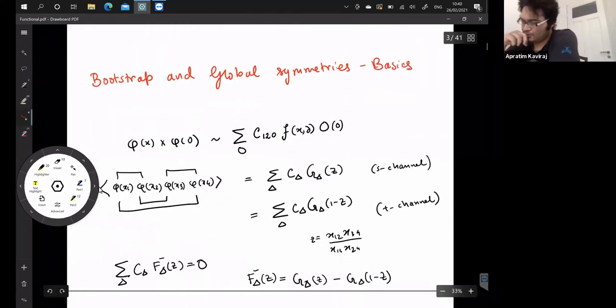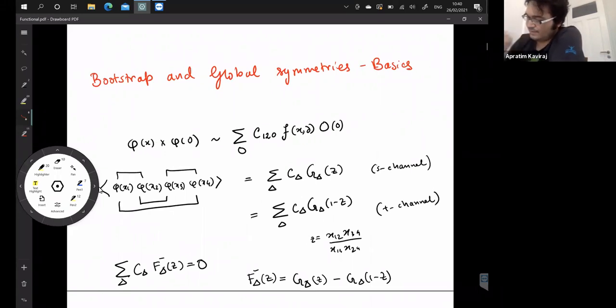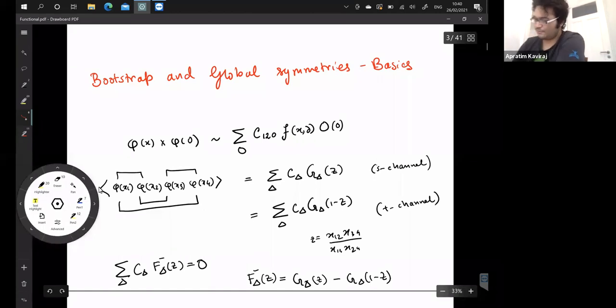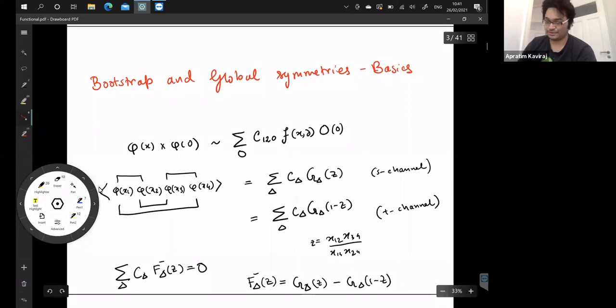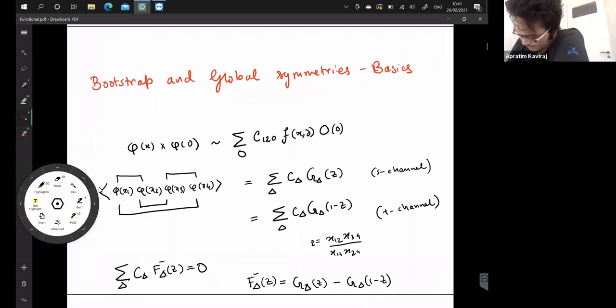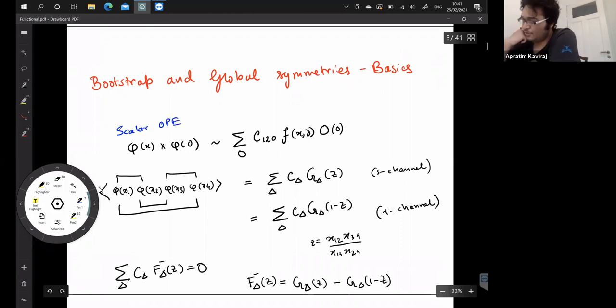Okay, so some basics of Bootstrap and global symmetries. I'm sure that many of you have seen these things in a lot of other talks, but still it's a mandatory introduction. So I will start with a simple 2-point scalar OPE, two scalars whose operator product expansion has the following form.